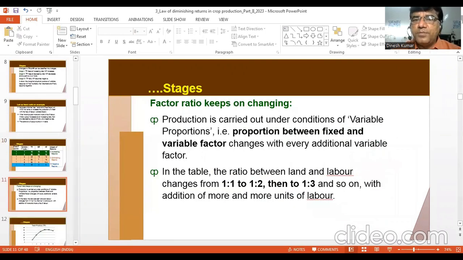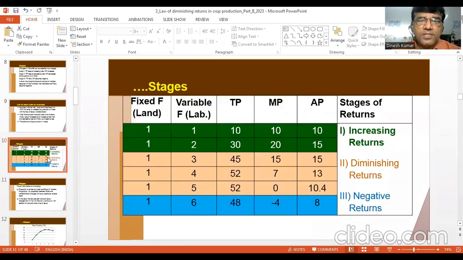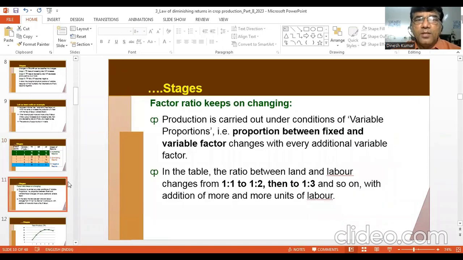Now, factor ratio keeps on changing. Just now you have seen how this factor ratio is changing. Here 1:1, 1:2, 1:3, as you increase the value of the variable input. So factor ratio keeps on changing. Production is carried out under conditions of variable proportion. Variable proportion between fixed and the variable factor changes with every additional variable factor. And the resultant product initially will increase, then decrease, and finally become negative. So in the table, the ratio between land and labor changes from 1:1 to 1:2, 1:3, and so on, with addition of more and more units of labor. So there is change in the proportion of the factors.